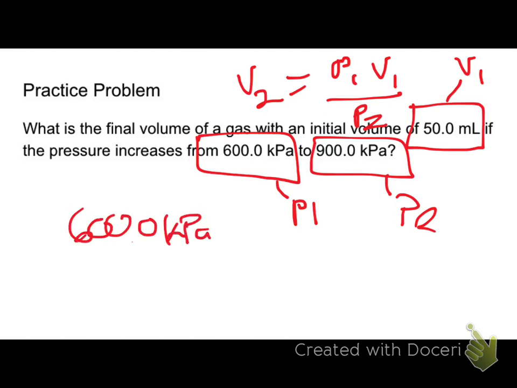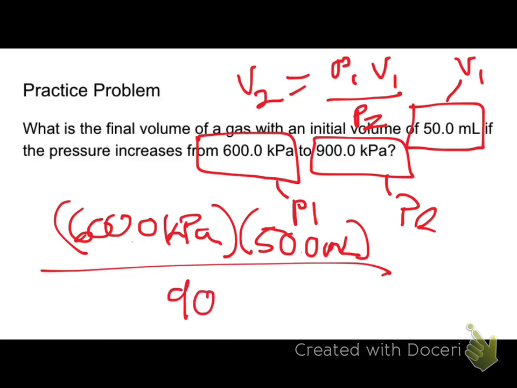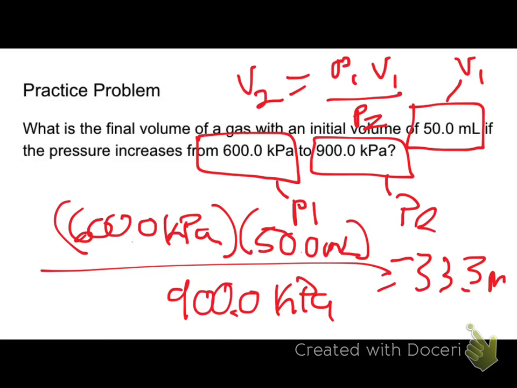kilopascals times your initial volume of 50 milliliters and divide it by 900 kilopascals, you will in fact come up with a volume of 33.3 milliliters. We're going to round to 3 decimal places. Okay? Make sure you have a unit on it. In science, we always include a unit, and the unit here is milliliters, because you'll notice that the units of kilopascals cancel out.